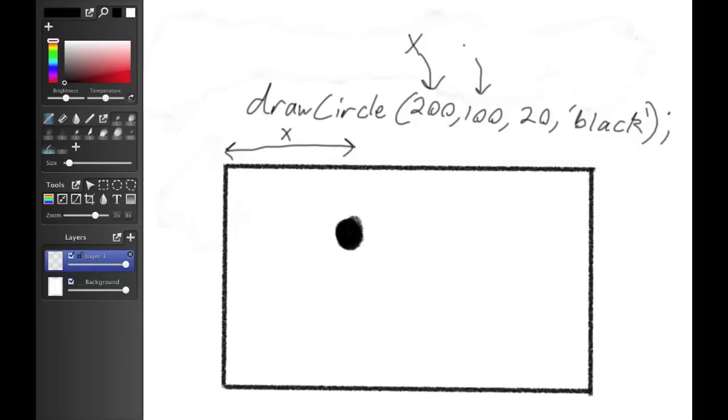The second number is the y value, which tells the computer how far down from the top the center of the circle should be. The third number is the radius, which tells the computer how big the circle should be. And then the word is the color, which tells the computer what color the circle should be.